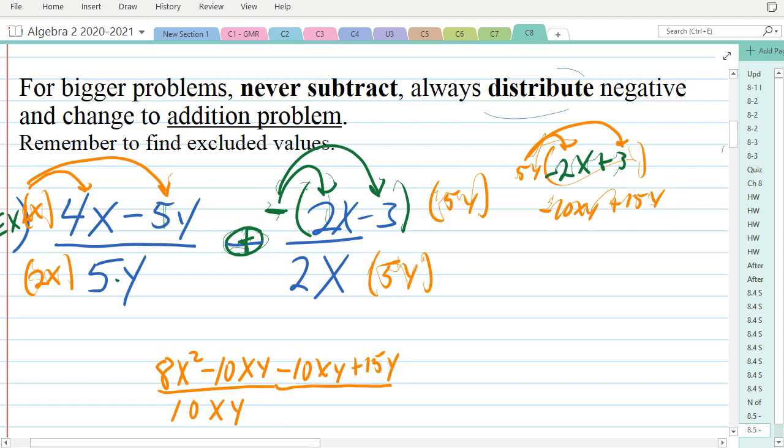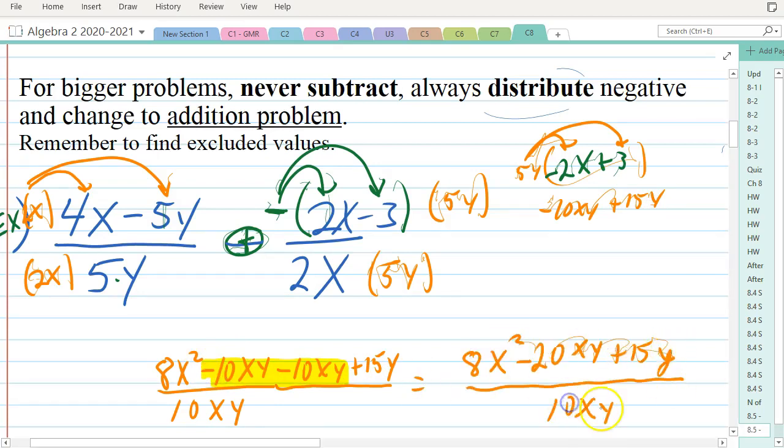Now I look for any like terms. I see that I have like terms here. I have a 10xy and a 10xy. I can combine those. And we are finished at this point. Notice if that wasn't a 15, if that was an even number at the end, I could take out a GCF of a 2. However, it's a 15, so I can't take out a GCF.